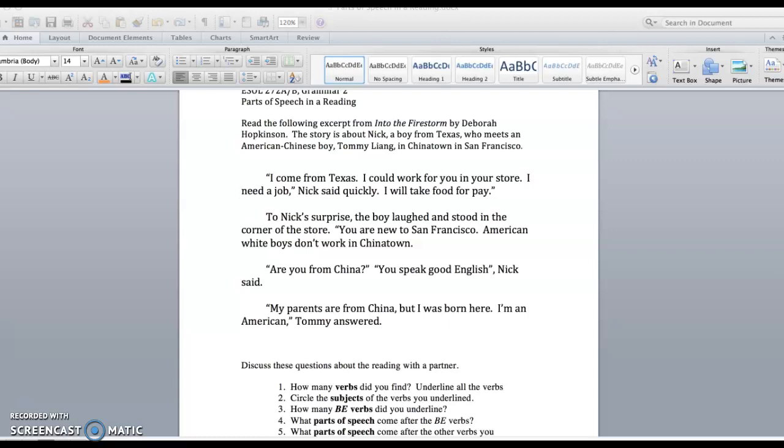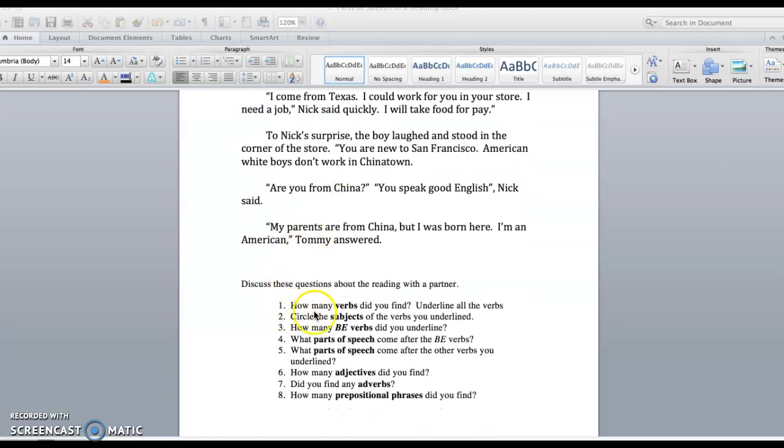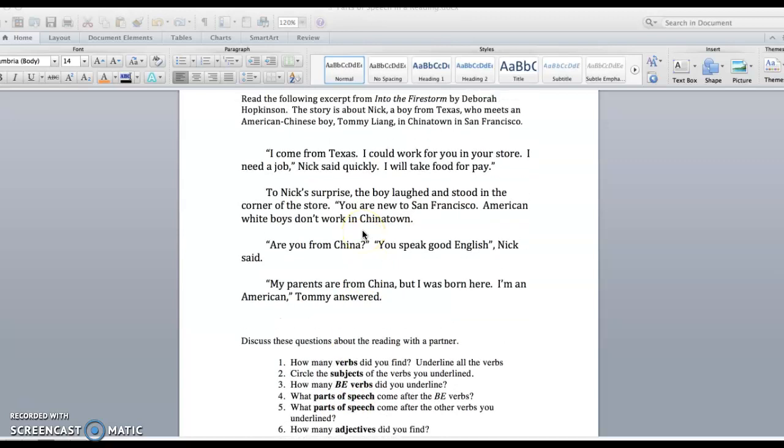The first handout that's already posted on Canvas is a reading from a book that students study in Reading and Writing 2. It's called Into the Firestorm, and it's a short page from the book. So what I would like you to do is look at the page here and analyze the grammar, okay? Answer these questions. How many verbs? Circle the subjects. How many be verbs, etc. So that should be quite easy. I want you to start looking at grammar in text, okay?